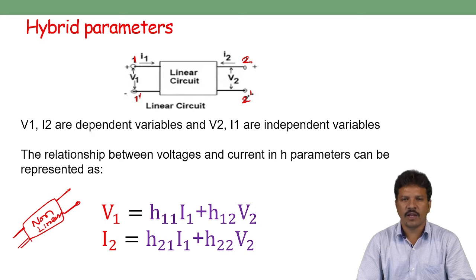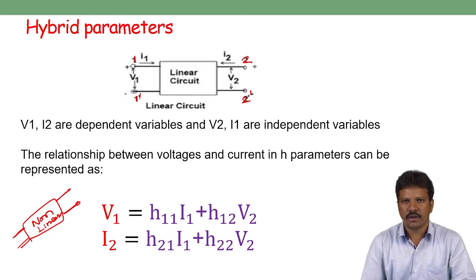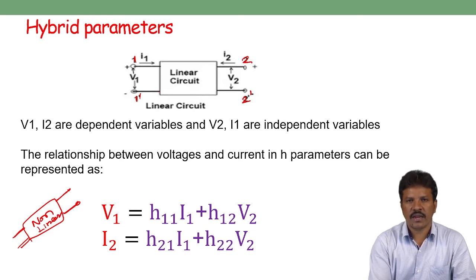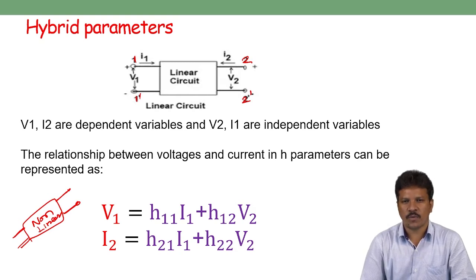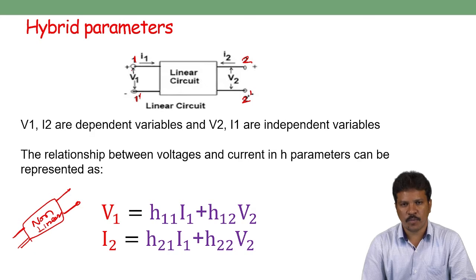When we consider any nonlinear device, especially a transistor, this nonlinear device can be assumed to be a linear device when applying two-port networks. The transistor can be considered a linear circuit for small signals, so that we can apply the two-port network model to the transistor. Of these two ports, 1 and 1 dash is the input port at the input side, and 2 and 2 dash is at the output side.